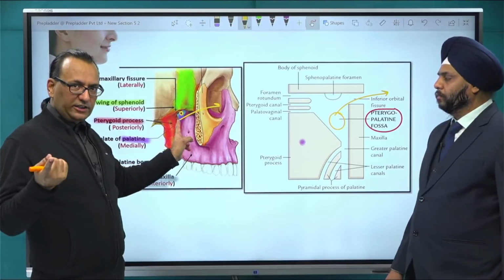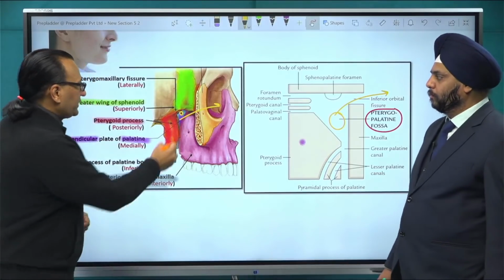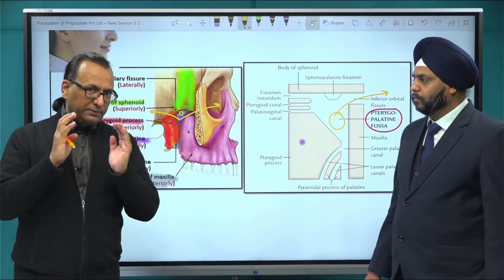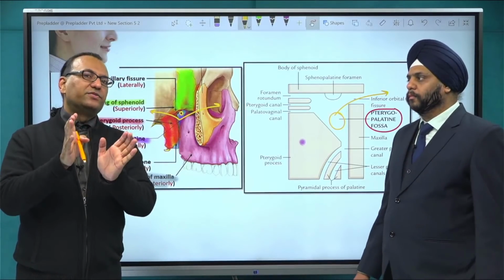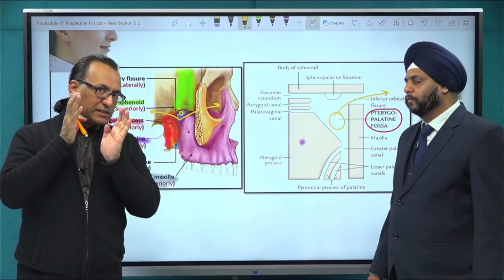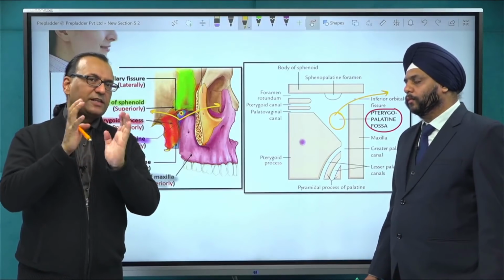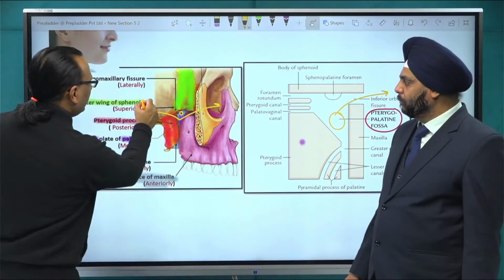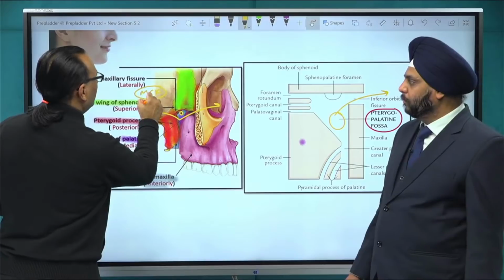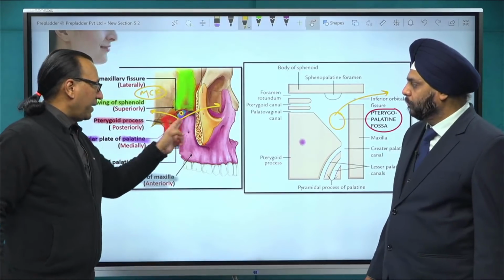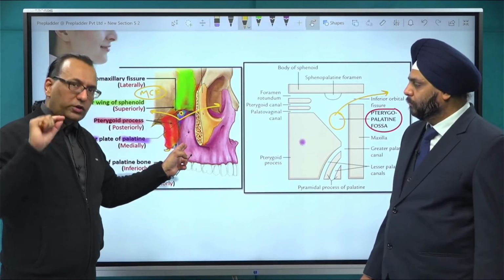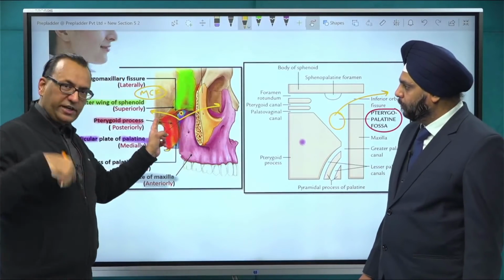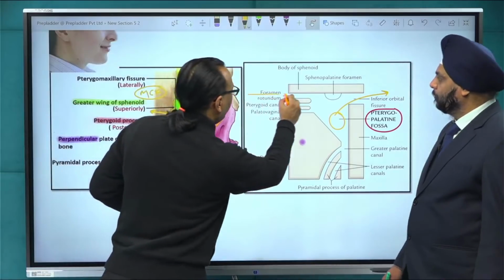So what is the anterior relation? Inferior orbital fissure. What is the posterior relation? Where did this maxillary nerve come from? Brainstem, pons. The maxillary nerve gives several branches, but the main trunk, how does it come from the middle cranial fossa to enter the pterygopalatine fossa? Foramen rotundum. So foramen rotundum is the posterior relation.